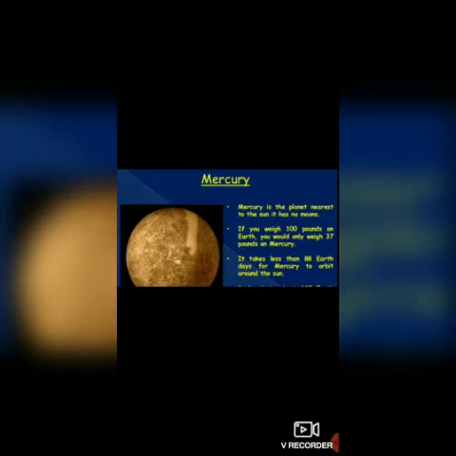Mercury is the planet which is nearest to the sun. It has no moons. So Mercury is the nearest planet to the sun, and it has no moons like other planets. If we weigh 100 pounds on Earth, we would only weigh 37 pounds on Mercury. And it takes less than 88 Earth days for Mercury to orbit around the sun, meaning to revolve around the sun.